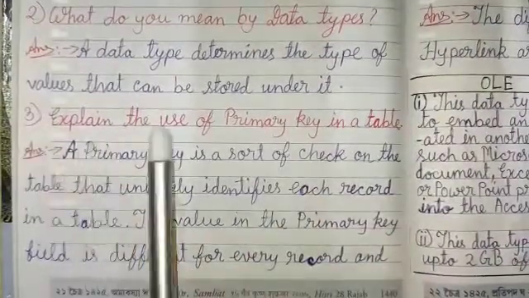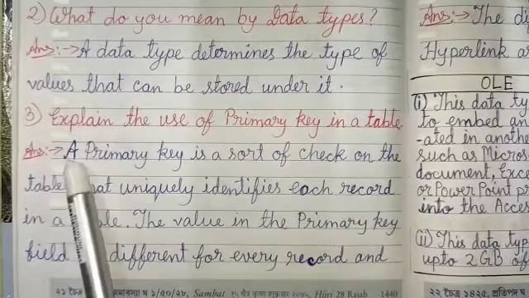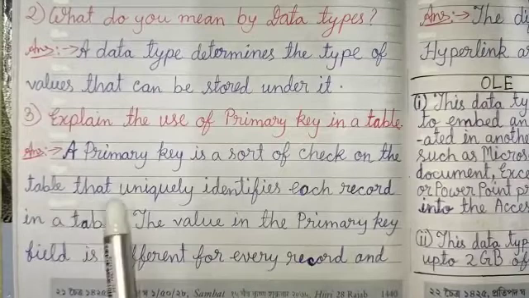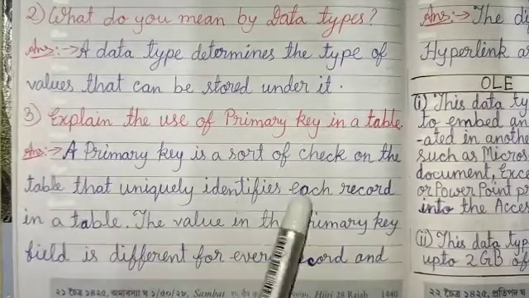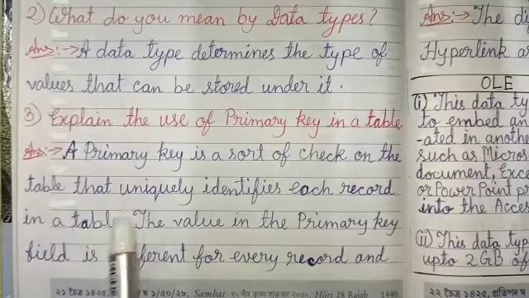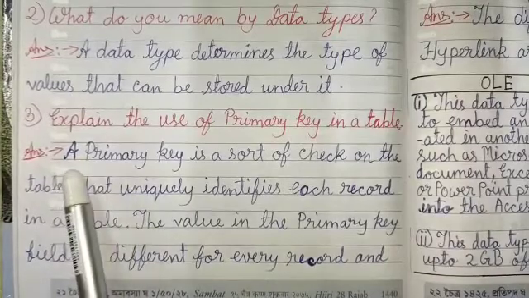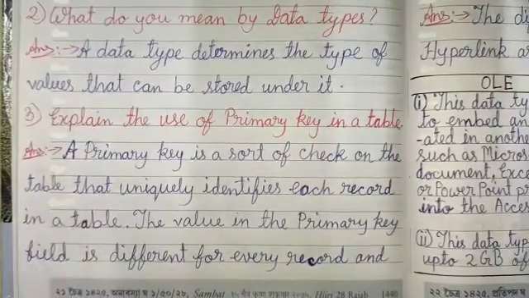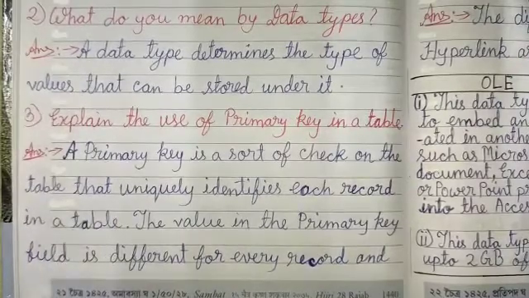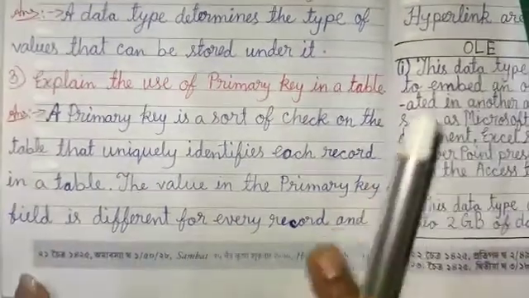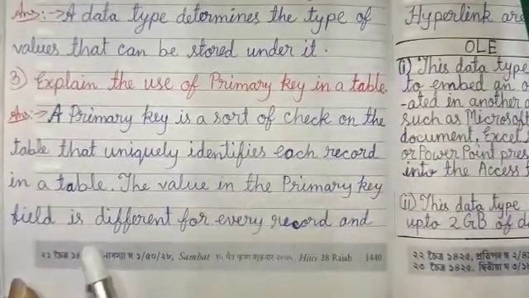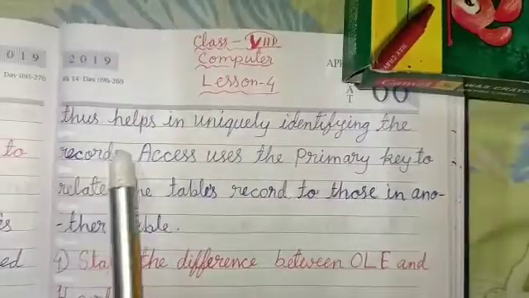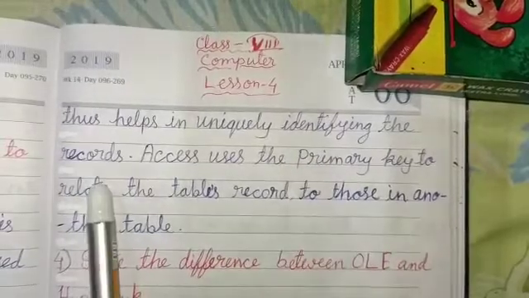Question number 3. Explain the use of primary key in a table. A primary key is a sort of check on the table that uniquely identifies each record in a table. The value in the primary key field is different from every record and thus helps in uniquely identifying the records.